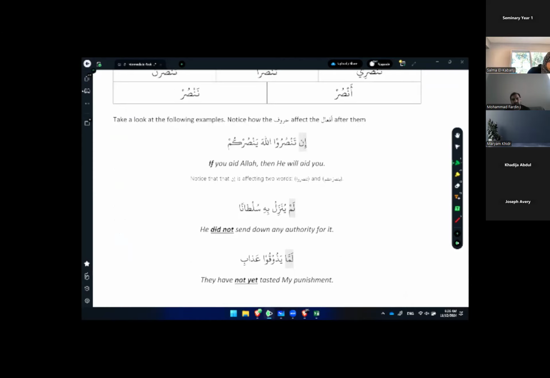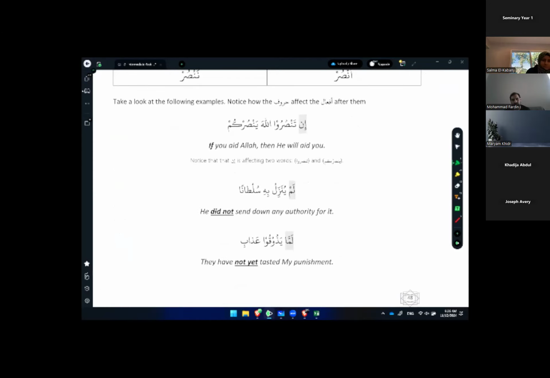Take a look at the following examples and notice how the huruf affect the af'al after them. In tansuru Allah yansurkum. See, we have one verb affected, two verbs affected. The first is the majzoom of antum. The second is the majzoom of huwa. See how the first verb originally had a noon at the end. We dropped the noon to make it majzoom. The second verb originally had a dhamma. We changed that dhamma on the last root letter to a sukun.